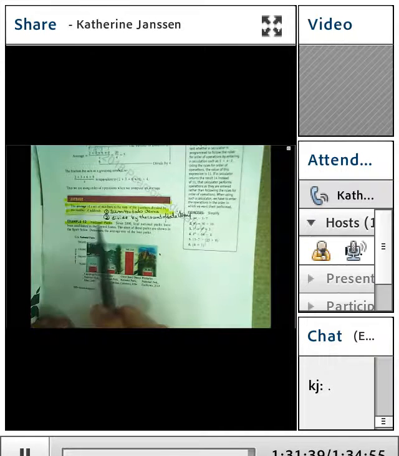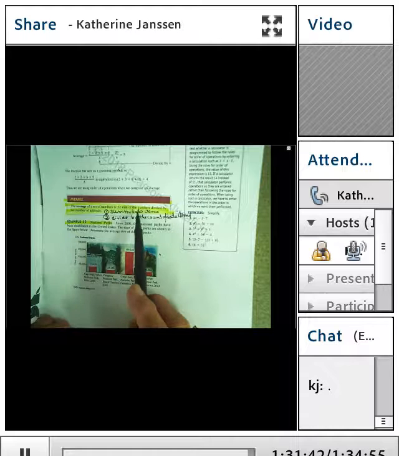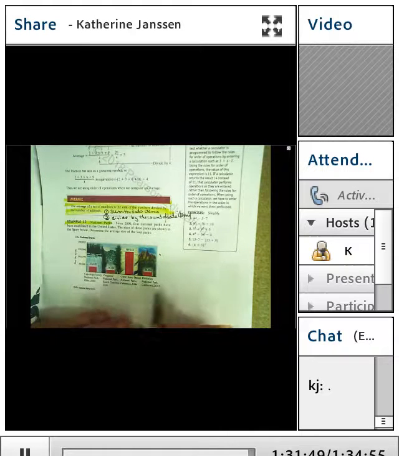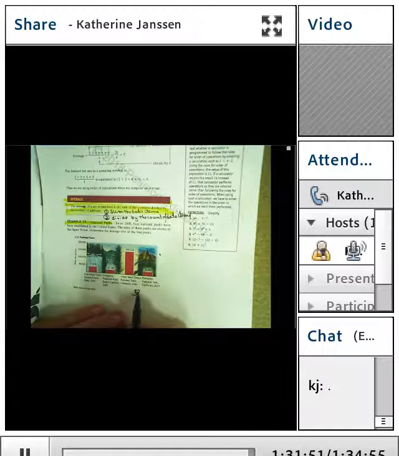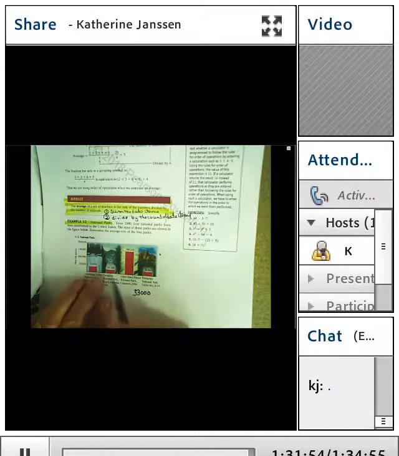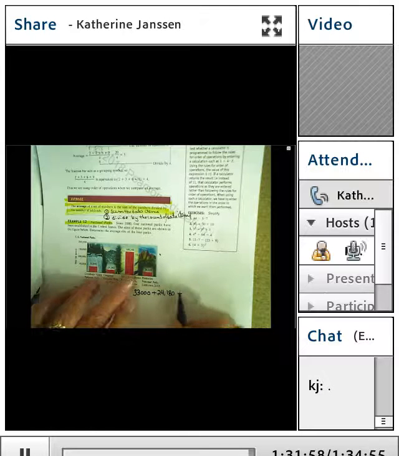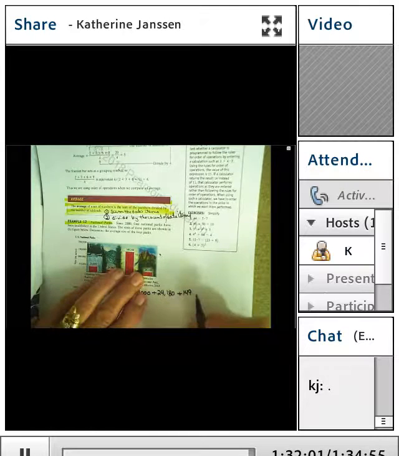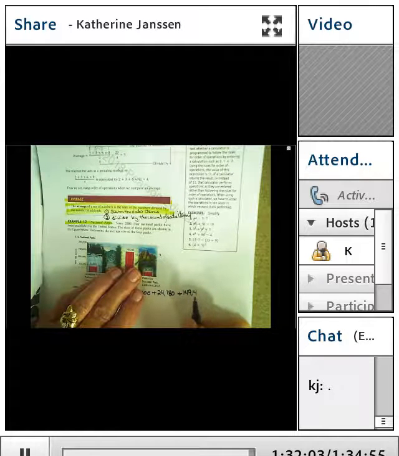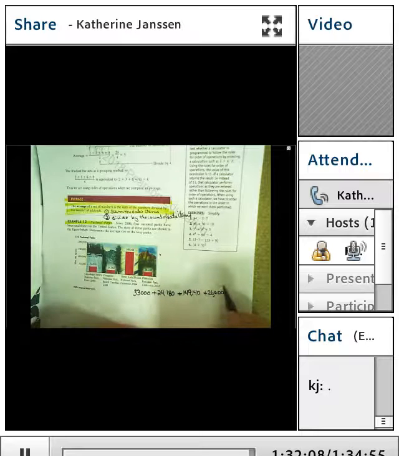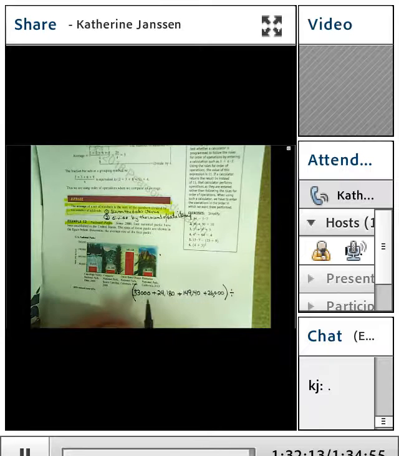We'll determine the average. We add the data items first and then divide by the count. So we're going to add first. 33,000 acres plus 24,180 acres plus 149,140 plus 26,000. Parentheses, we have to add first, and then we're going to divide by the count of our data items: 1, 2, 3, 4.